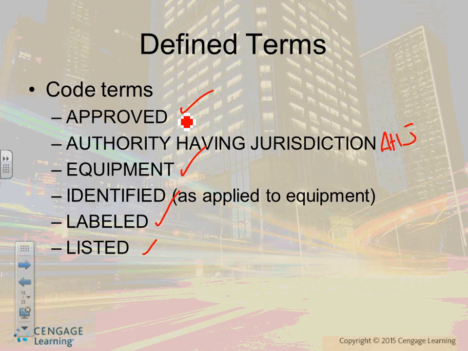And identified as applied to equipment. And also they have the word identified. So for example, this picture is not identified for wet location. It's dry location, listed for dry location. Can I take this picture that's listed for dry location and put it outside? No. Why? Because the code says listed and labeled equipment must be used according to the listing and labeling. This is dry. Can you put it in wet? No.